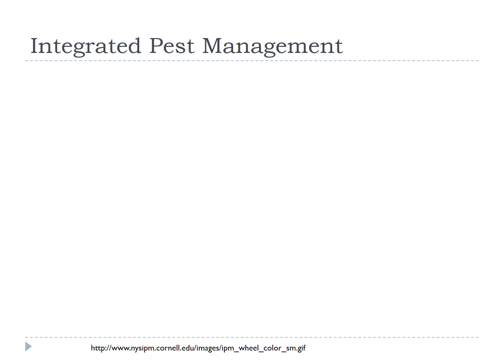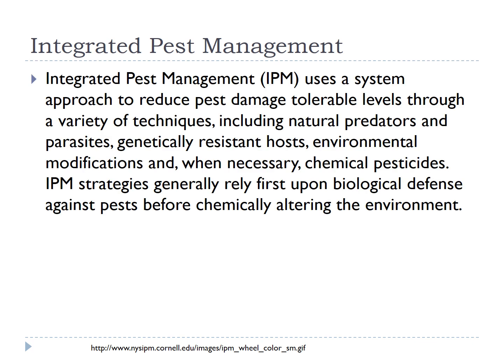First, let's describe integrated pest management. Integrated pest management, or IPM, uses a system approach to reduce pest damage to tolerable levels through a variety of techniques, including using natural predators and parasites, genetically resistant hosts, environmental modifications, and when absolutely necessary, chemical pesticides. Most of the time, IPM strategies are going to first rely upon biological defenses, physical and mechanical defenses, before we use chemicals to alter the environment.